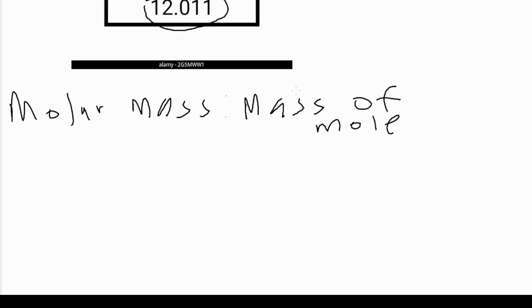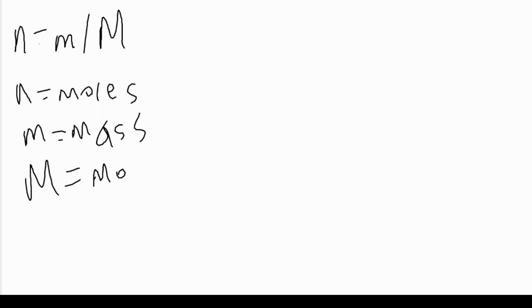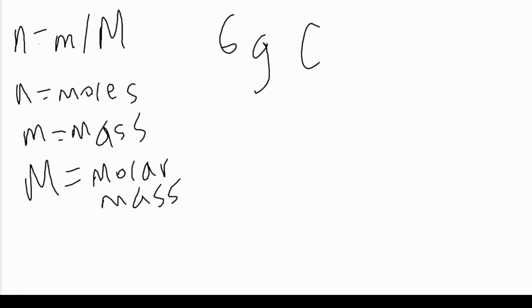And this is very cool because it gives rise to this equation. n equals little m over big M. n in chemistry usually means moles. Little m in this equation means mass. Big M is molar mass. And so let me show you how we can use this equation, because this is what's going to make the whole lesson click. Let's say we have 6 grams of carbon. We want to figure out how many moles of carbon we have.